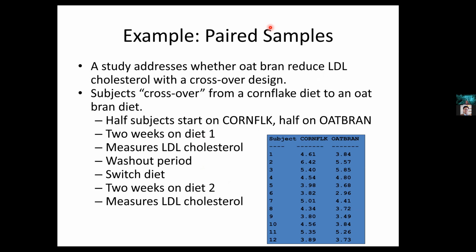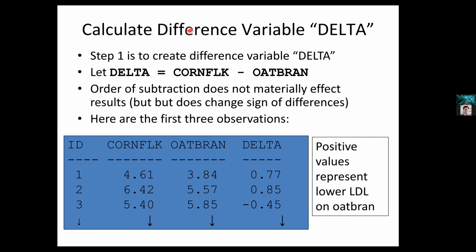As an example of paired samples, consider whether oat bran reduces LDL cholesterol, in what they call a crossover design. You cross over based on the subject, from a cornflake diet to an oat bran diet, and this gives you the protocol of the experiment. And you have to calculate the difference variable, which is delta, which we will do in the program soon.